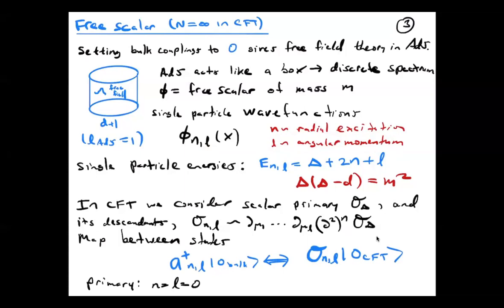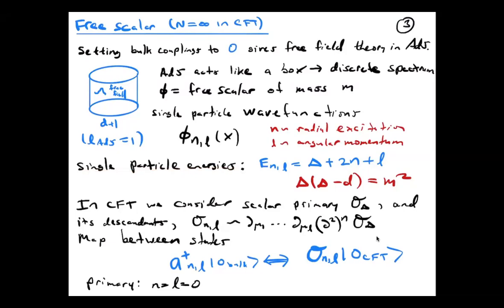Okay, so when you solve this problem, if you demand smoothness and normalizability and so on, you find the spectrum of allowed energies is given by a Delta, which is related to the mass of the scalar field like this. And then there are integers N and L, which both range over 0, 1, 2, 3, etc. So that's the spectrum of single particle energies.